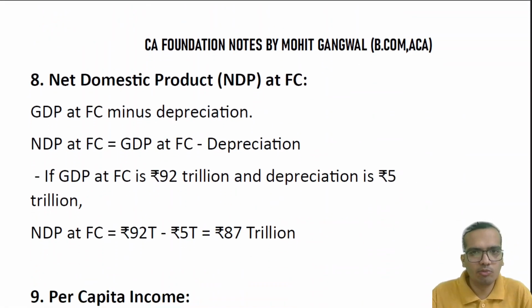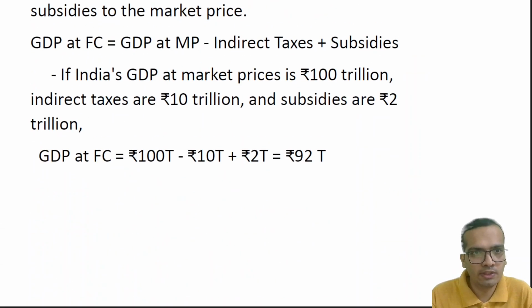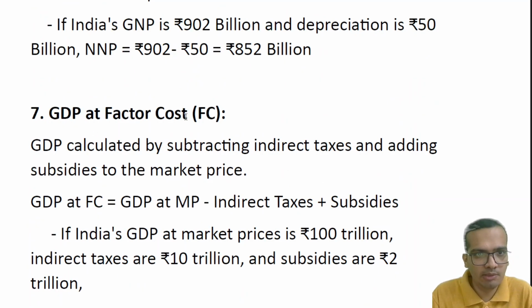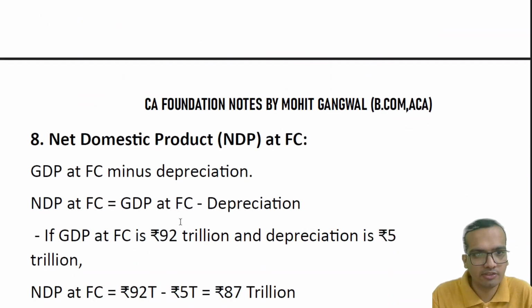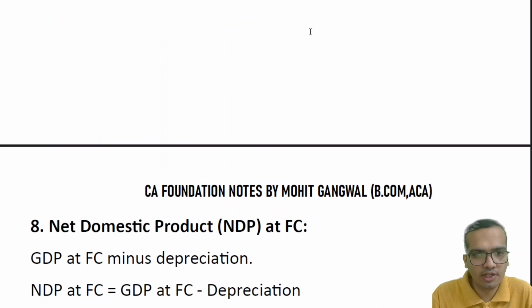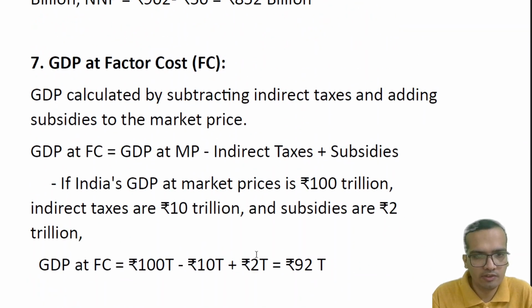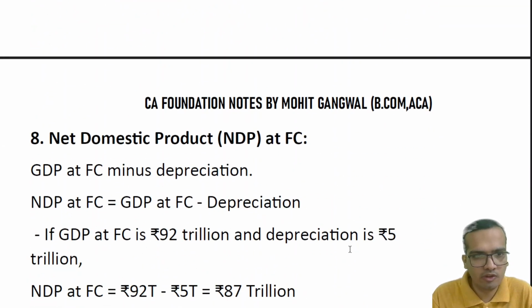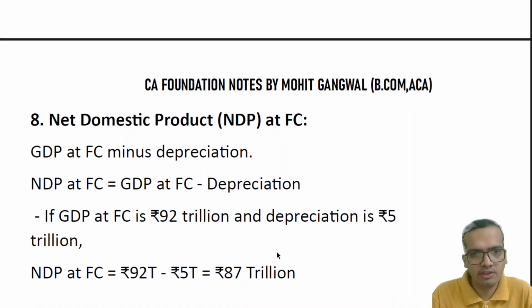Then comes one more concept, Net Domestic Product, NDP at FC. You may see that it would be nothing but GDP at FC minus depreciation. So it would be 92 trillion that we saw earlier, less depreciation of 5 trillion for example, then NDP would be 87 trillion.